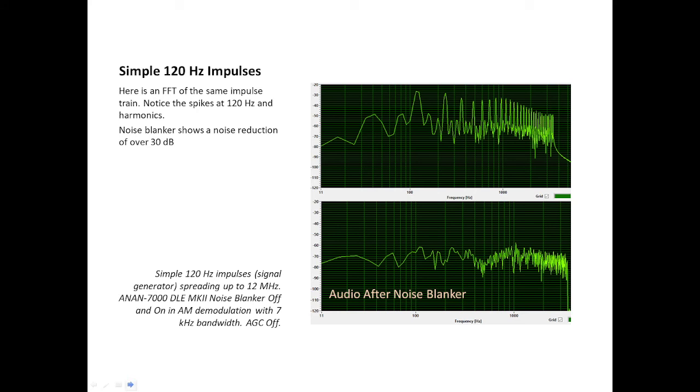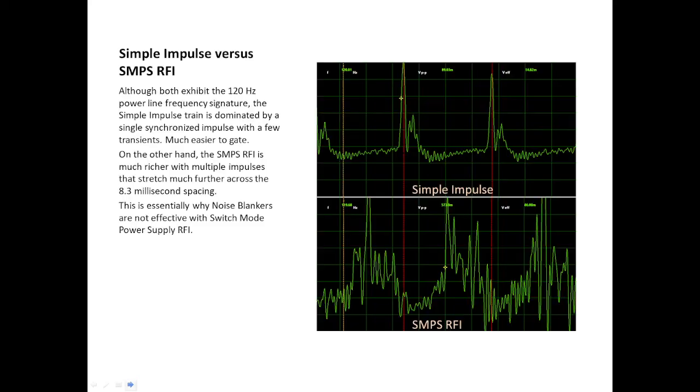If you look at simple 120 Hz impulses on a spectrum, on an FFT, here you can see at the top those repeating 120 Hz impulses and harmonics of interference, and when I turn the noise blanker on, they get knocked down by over 30 dB, as you can see on the bottom. So this kind of explains why things work well with noise blankers on simple impulses that you can sometimes get from power line noise or much slower pulses coming off ignition systems, but it's too complex to do much with switch mode power supply.